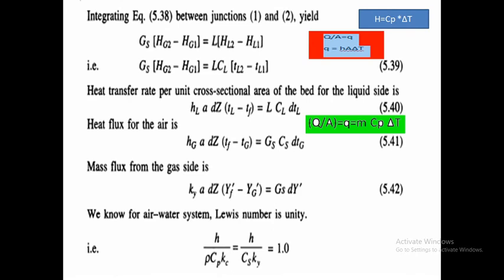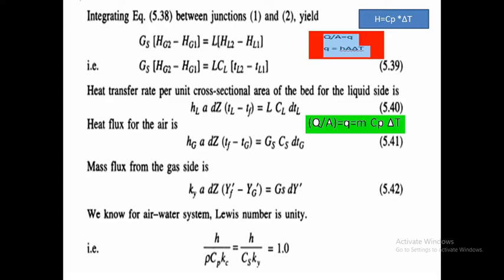Integrating equation 5.38 between junction 1 and 2. The equation 5.38 is Gs into dHg is equal to L into dHl. For our case, Gs into dHg is nothing but Hg2 minus Hg1, is equal to L into dHl, that is Hl2 minus Hl1. That is, Gs into (Hg2 minus Hg1) is equal to the right-hand side, the enthalpy definition.